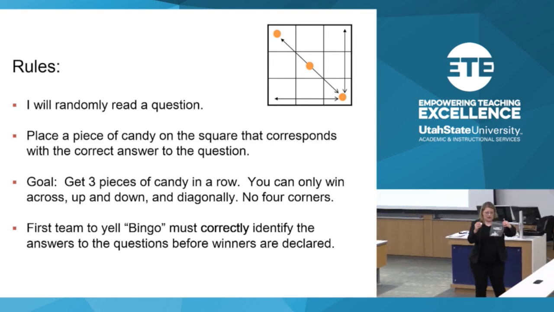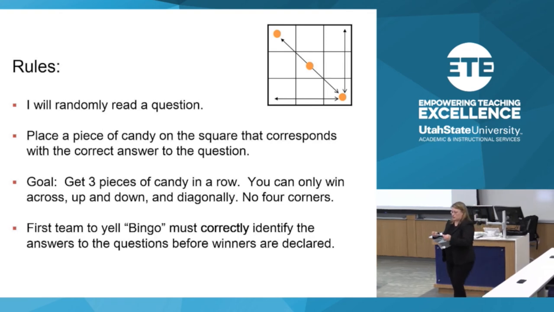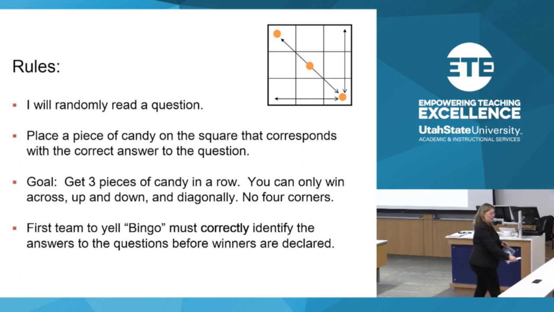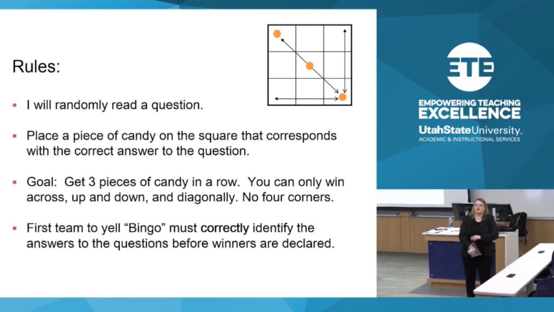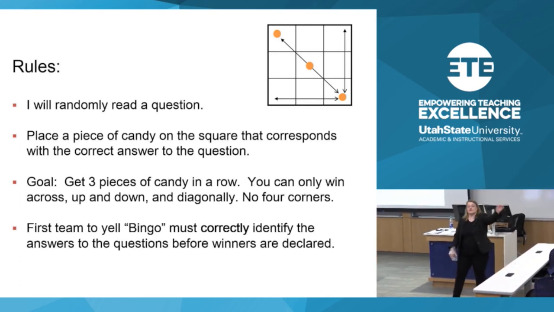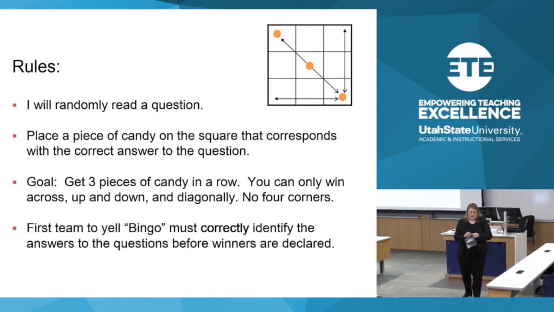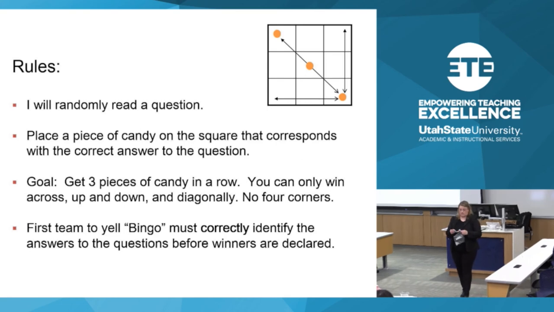All right, here we go. Question number seven: what is your facilitator's name? If you have the answer, just place it over the square. I didn't wear a name tag either, so. All right.